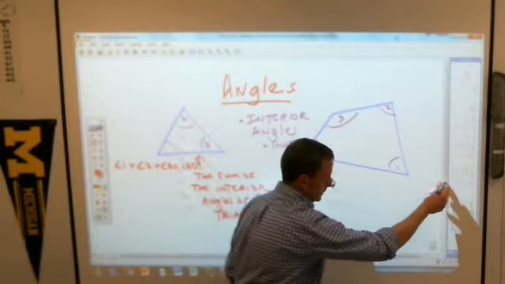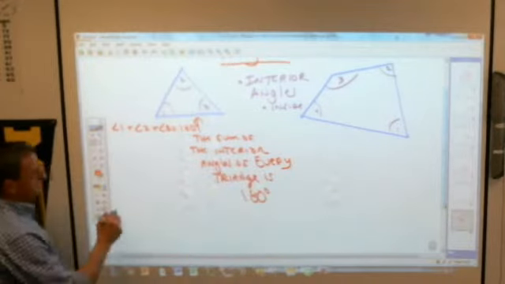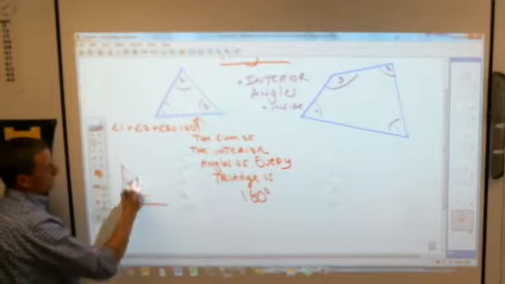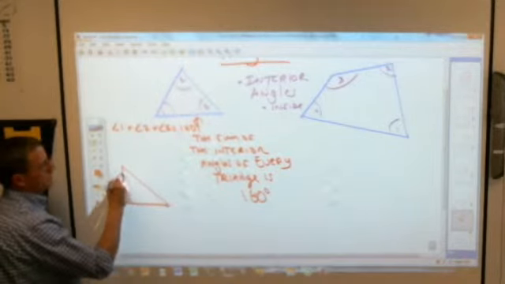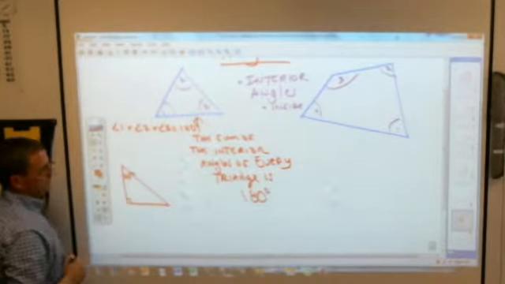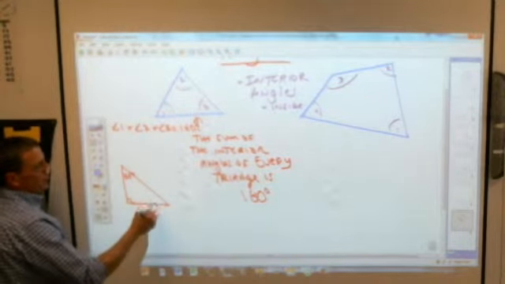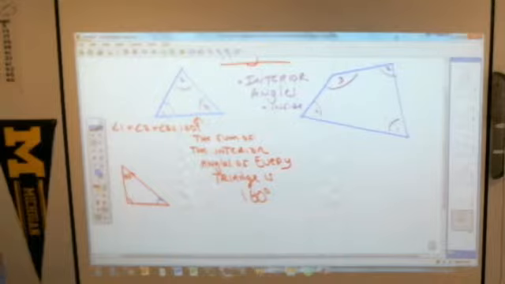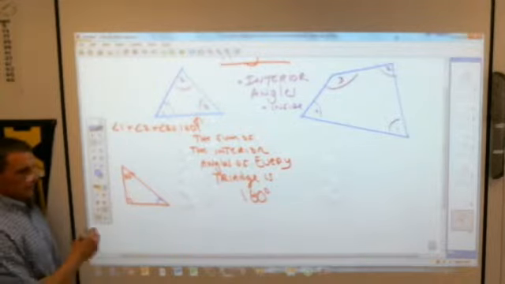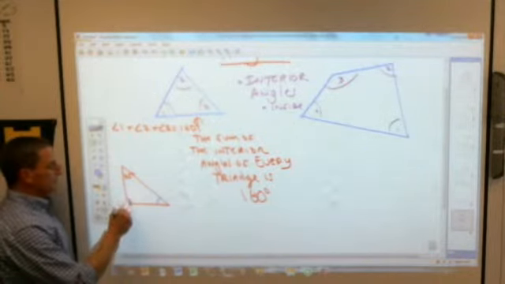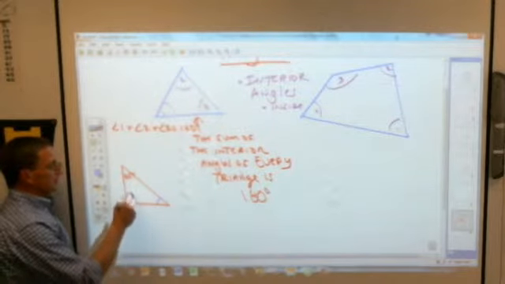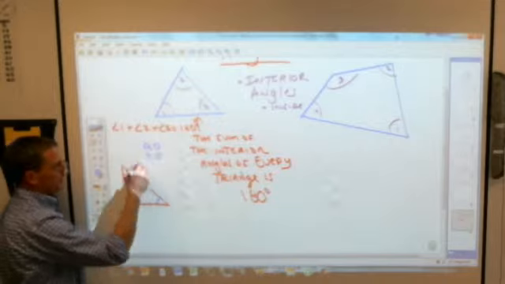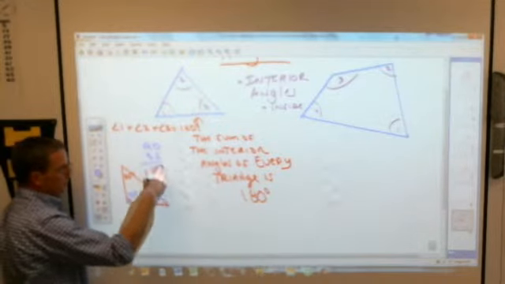Which means, if you know this, let's say you've got a right triangle, and you know that this is 35 degrees, you can figure out what degrees that angle there is. How can I figure that out? Because if it's a right triangle, I know this angle has to be how many degrees? 90. So I have 90 degrees and I have 35 degrees. I have 125 degrees right now.